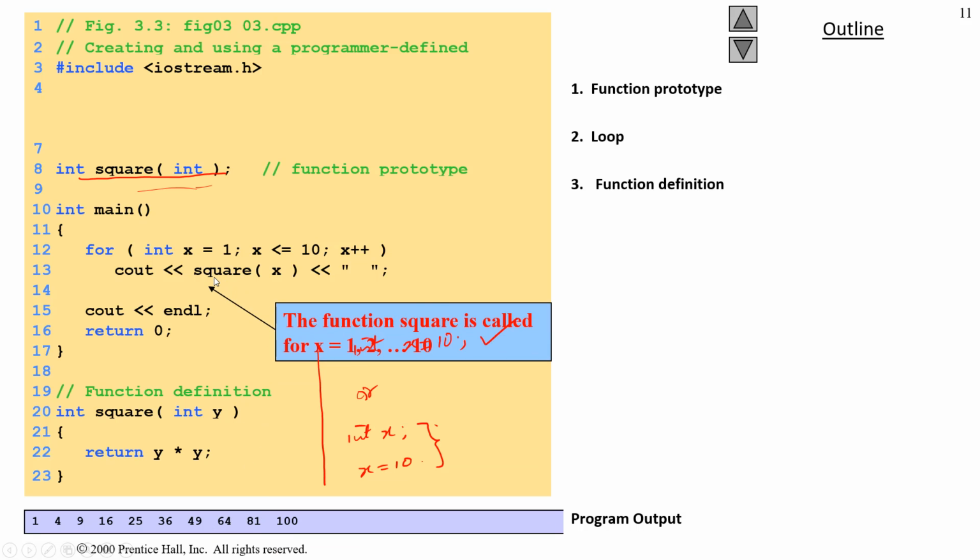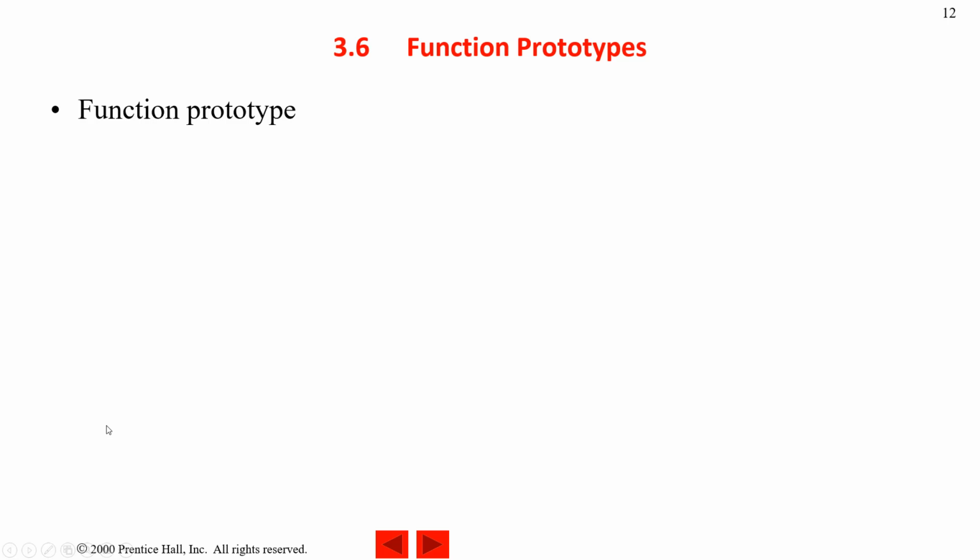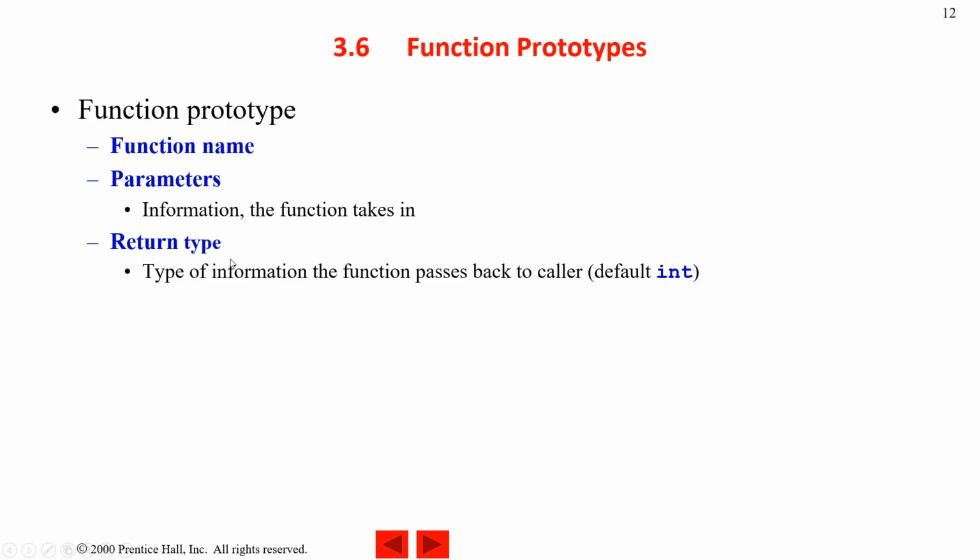This is where the function is called, and this is where the function is actually defined. So you give a prototype, you just make a mention that there is going to be a function called square, takes one input of type integer, returns an output of type integer. You can use it, and when you actually use it, it's going to go looking where that function is, and it will find it over here. So the function prototype must have a function name. It must have the parameters, the information the function takes in, and a return type. If you don't, it will have a default return type of int.